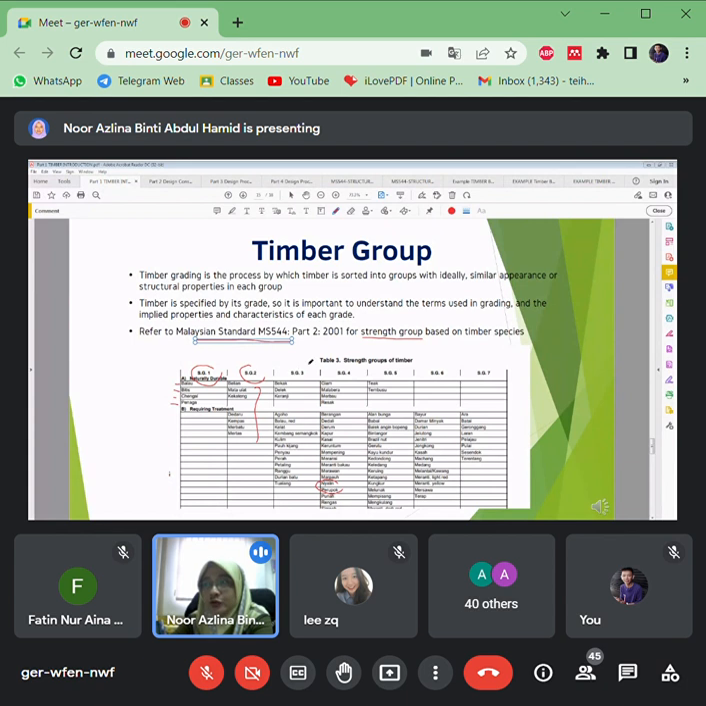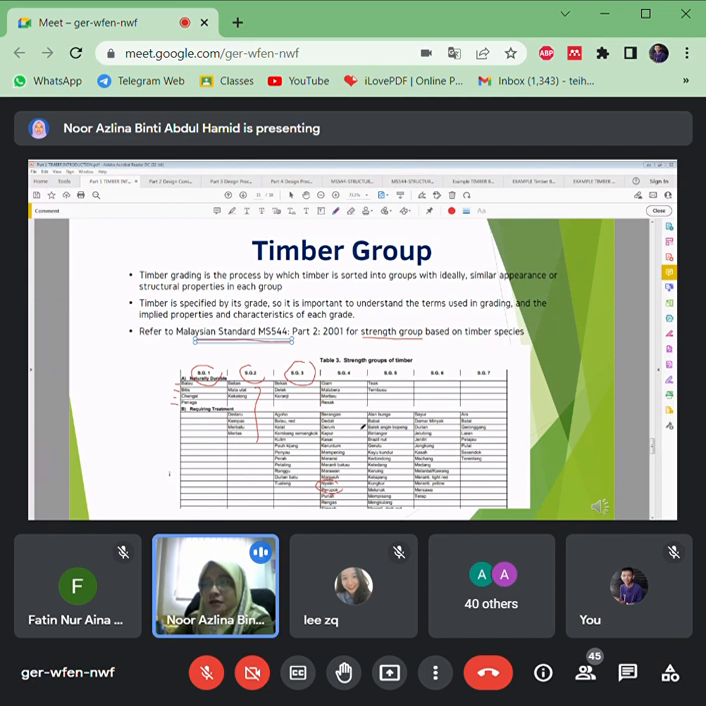So that means you have to refer. Let's say SG3, what is the strength or stiffness for SG3? Some of the questions just mention the species. So that means you have to check in the tables which SG that species is grouped in.